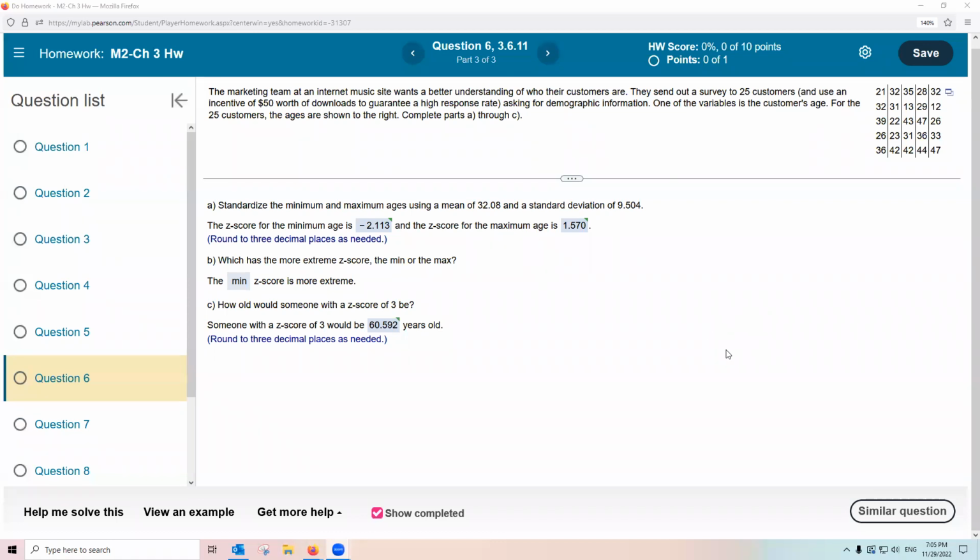All right, folks, let me look at another question here. This one's number 6. Again, we have a survey of 25 customers with their ages, and it says standardize the minimum and maximum ages using a mean of 32.8 and a standard deviation of 9.504. And I could see they're really asking me for what's called a z-score. Well, a z-score is a way to standardize a measurement using the mean and standard deviation of the data set. First, let's find the max and the min for this data set. So I'm going to open this data set up in StatCrunch.